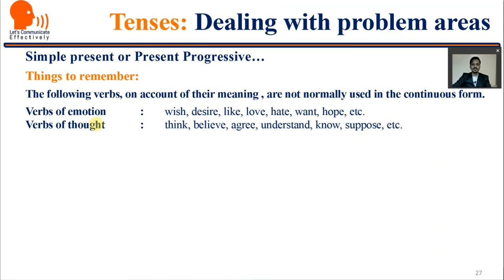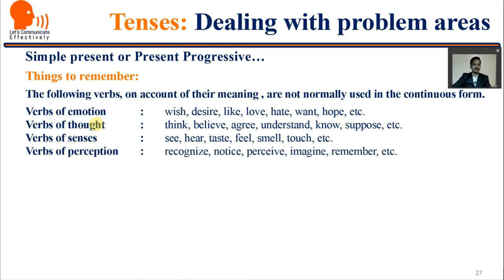Then verbs of thought: think, believe, agree, understand, know, suppose, etc. We should not say I'm wishing, I'm desiring, I'm liking, I'm thinking, I'm believing, I'm agreeing, I'm understanding, I'm knowing, I'm supposing. No. Or even in the past, I was supposing, I was wishing, I was desiring. No. Verbs of senses: see, hear, taste, feel, smell, touch. All those senses, seeing, hearing, tasting, feeling, smelling, touching, we cannot use in the progressive tense. Verbs of perception: recognize, notice, perceive, imagine, remember, we cannot use with ing.